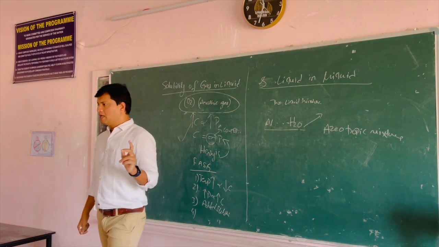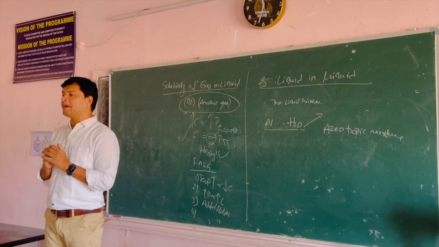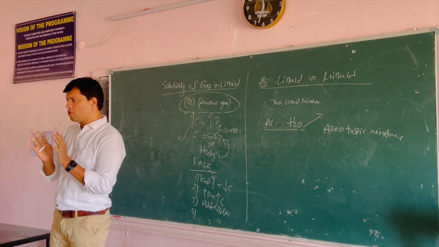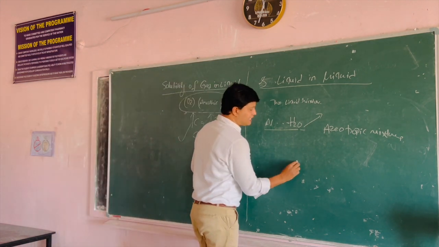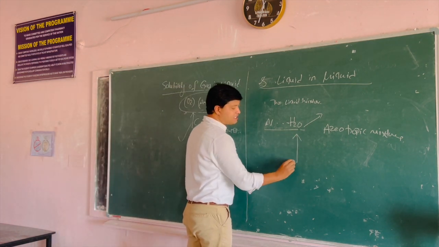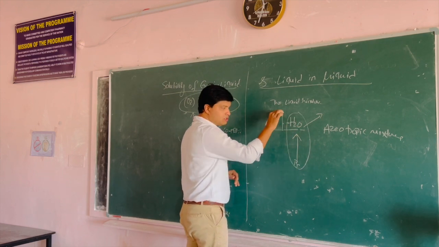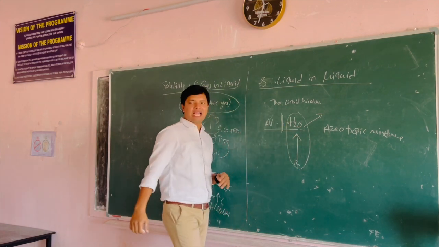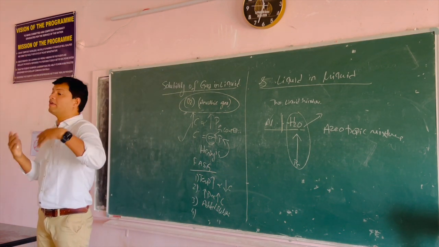Azeotropes are those mixtures where you can't separate them by normal distillation. Further, you need to add a third substance. Add benzene. Benzene will form a bond with water and loosen this bond, and you can fractionally distill the alcohol to be extracted. Sir, why are you teaching this?